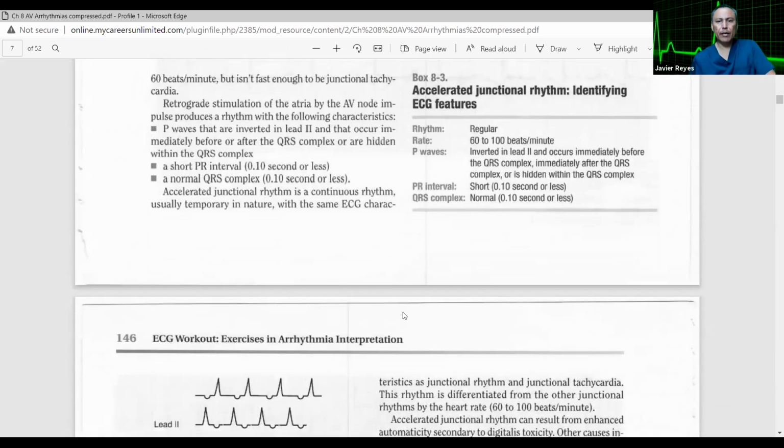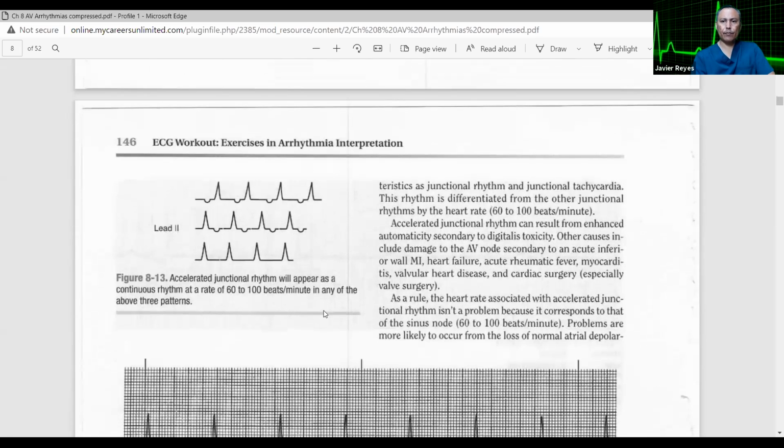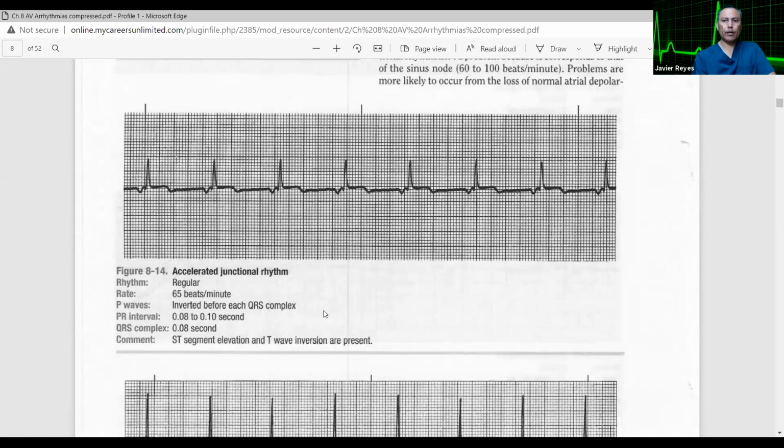Accelerated, same thing. It's a junctional rhythm, except the heart rate is faster, right? Here you go. 1, 2, 3, 4, 5, 6, 7, 8. Let's call it 70 or 80, okay? Because the last one is incomplete. So it says 65 beats per minute.